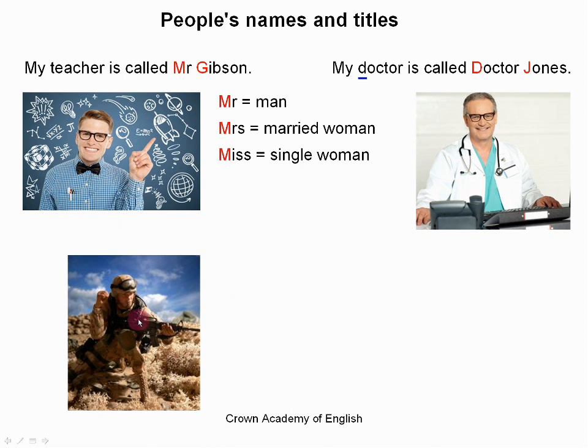This is a military person, this is a soldier, and this is Sergeant Smith. So his name is Smith, and his military title is a sergeant. So his rank is sergeant. So there are other titles like captain or corporal or lieutenant. So all of those titles have a capital letter.